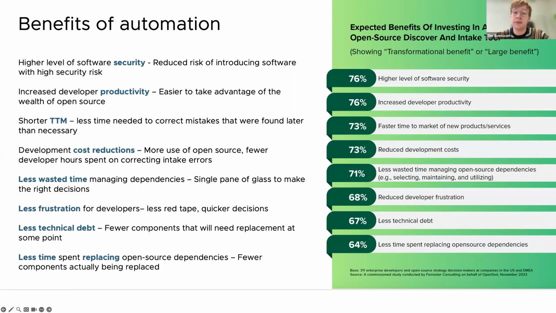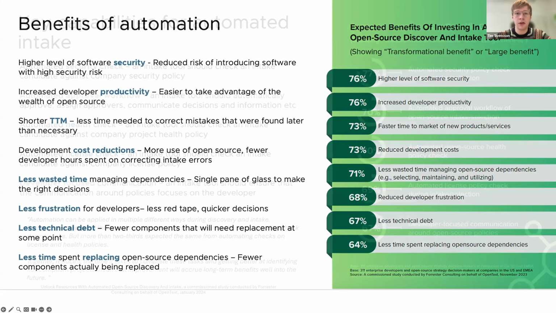And then reducing developer frustration. So once again, less red tape, quicker decisions, easier to use open source, less technical debt, fewer components that will need replacement at some point, healthier open source. And then we have, lastly there at 64%, less time spent replacing open source dependencies. So fewer components actually needing to be replaced completely.